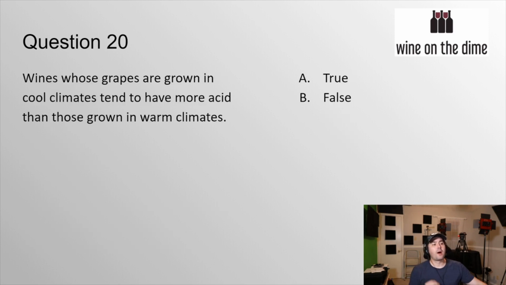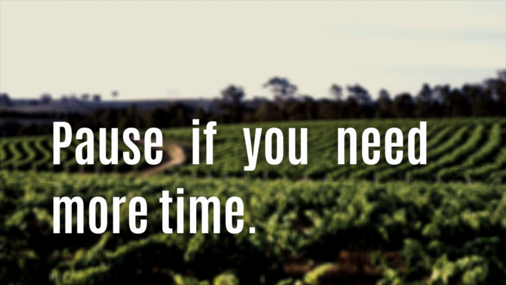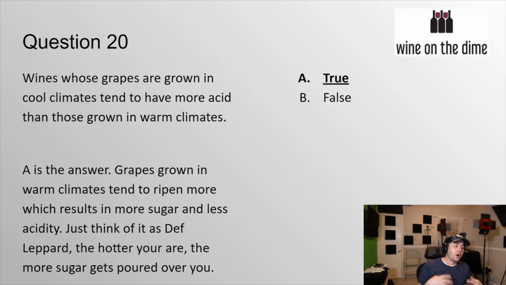Question 20. Wines whose grapes are grown in cool climates tend to have more acid than those grown in warm climates. True or false? All right, so the answer is true. Grapes that are grown in warm climates tend to ripen quicker, which results in more sugar production, and as part of that sugar production, the acid gets converted into some of the supporting compounds that help make the sugar.